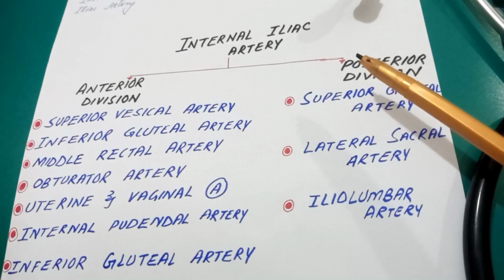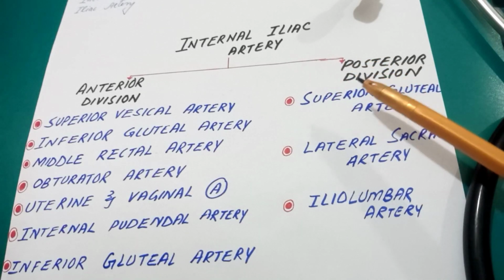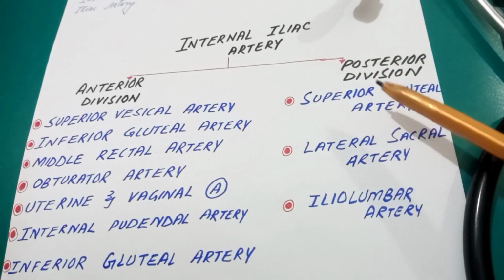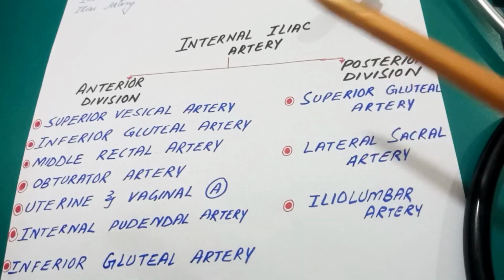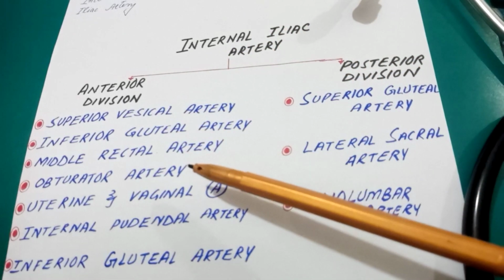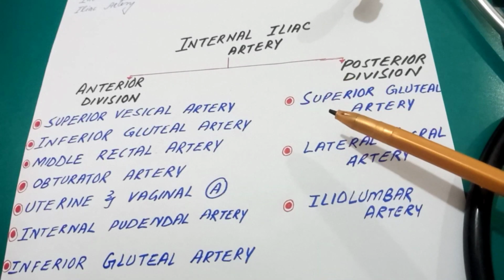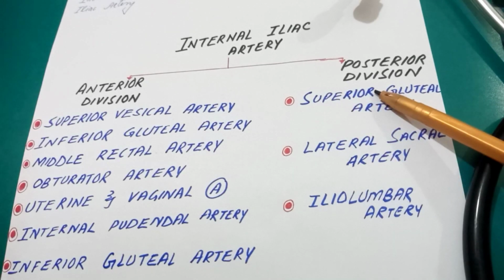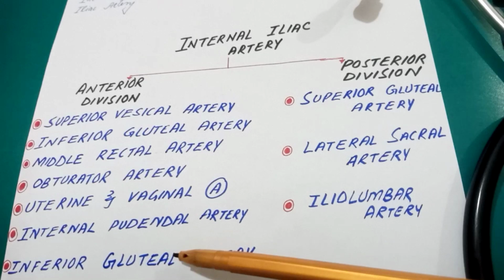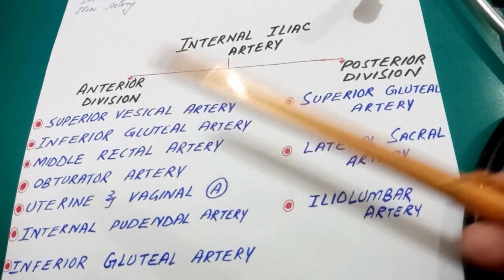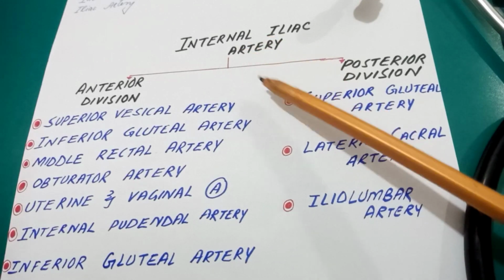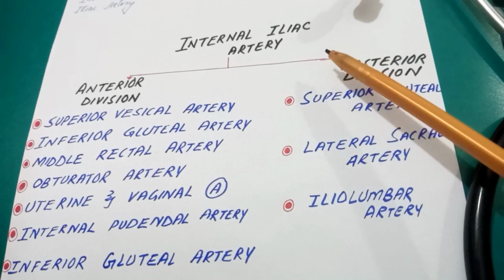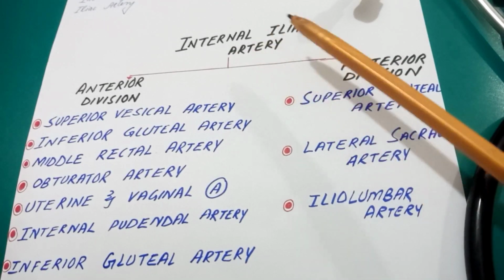Now if we talk about the posterior division of internal iliac artery, it also gives off some branches, and they are 3 in number. The internal iliac artery anterior division gives 7 branches, while the posterior division gives off 3 branches. You can see here that inferior gluteal artery is a branch of anterior division of internal iliac artery, while superior gluteal artery is a branch of posterior division. Overall these both are branches of internal iliac artery.